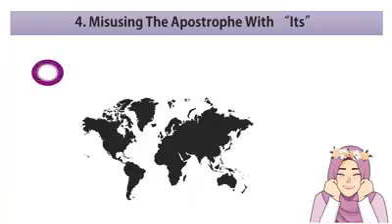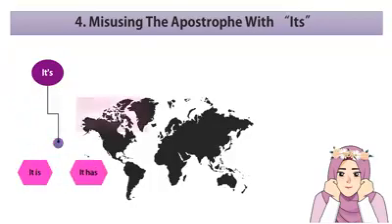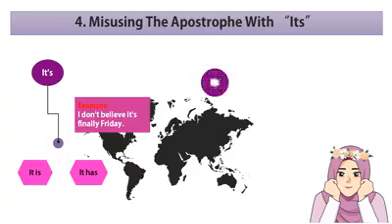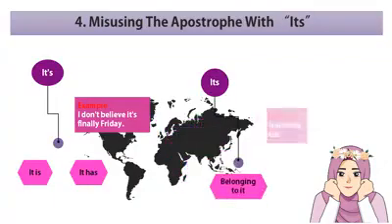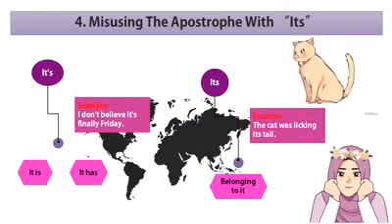Fourth, misusing the apostrophe with its. Some of you may confuse its. The first it's can be it is or it has. Example: I don't believe it's finally Friday. The second its means belonging to it. Example: the cat was licking its tail. This its means the tail of the cat.